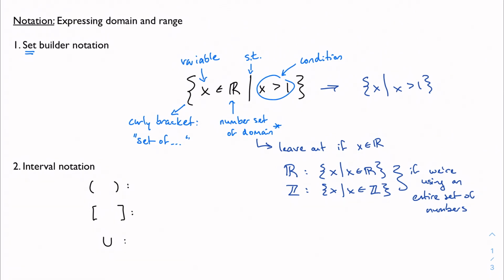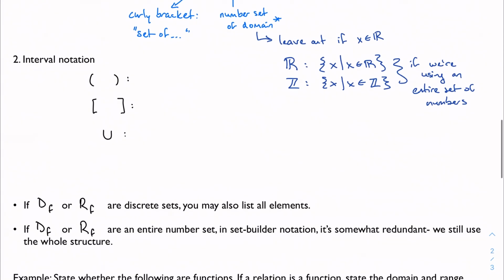So that's kind of what we're talking about with set builder notation. And this is something that they would prefer when we're talking about domain and range. In interval notation, first of all, interval notation assumes that we're dealing with the real numbers.